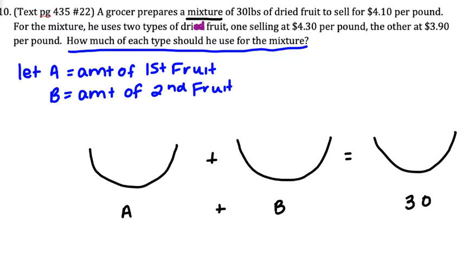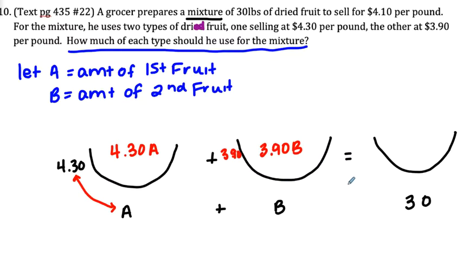Okay, so amount A, I need to find the amount I'm going to have, how much it's going to be. So I know that group A is costing me $4.30, but I actually have to multiply 4.30 times the A. So I mix them in the bowls. So that would give me 4.30A. Okay, the price of the second one was $3.90, but I got to multiply it times the amount I have. So that would be 3.90B.